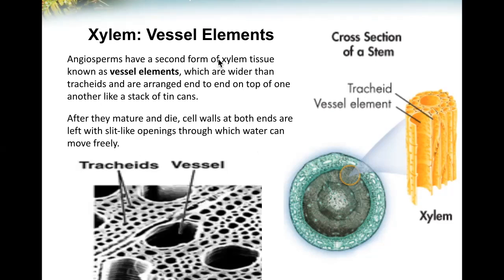Angiosperms have a second form of xylem tissue, known as vessel elements, which are wider than tracheids and are arranged end to end on top of one another like a stack of tin cans. After they mature and die, cell walls at both ends are left with slit-like openings through which water can move freely.